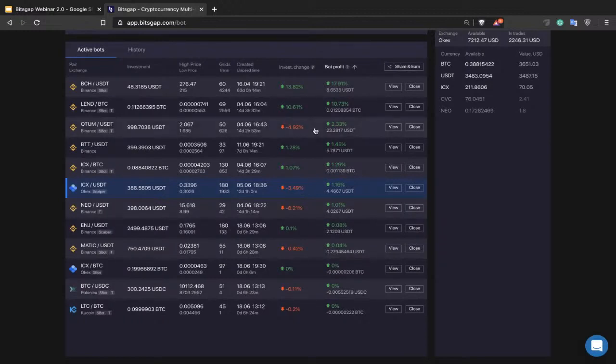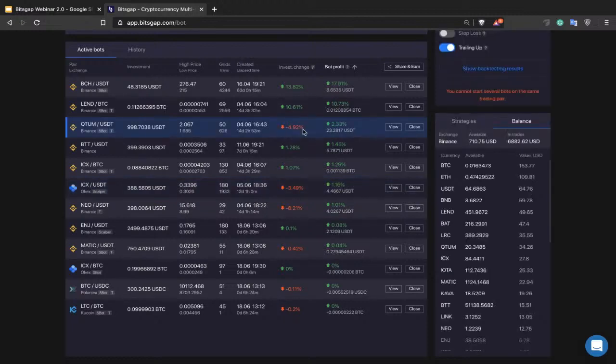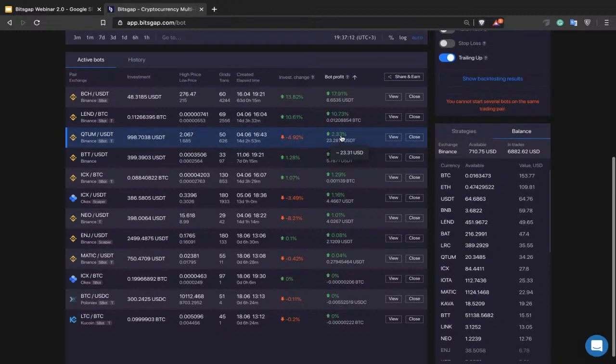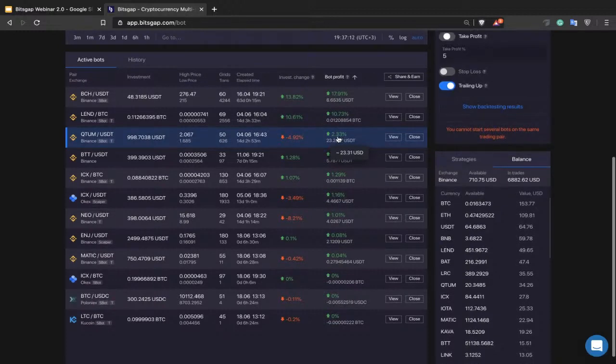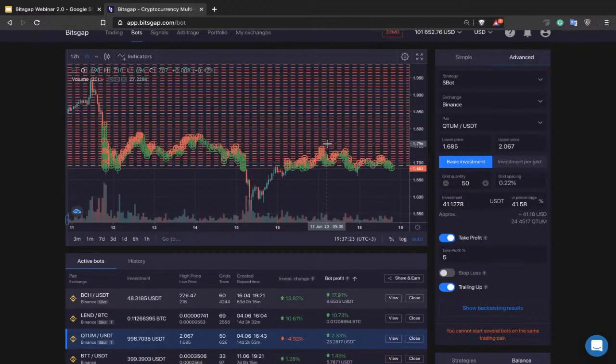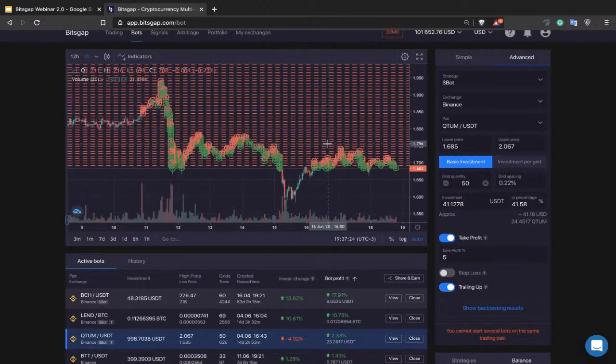So notice that we have minus almost 5% of the investment change, but the bot profit is positive, all right? Well, it will always be positive in any case, because the bot makes profits for us regardless of the market direction, because its idea is to buy low and sell high, and we constantly get these opportunities regardless of the market direction.